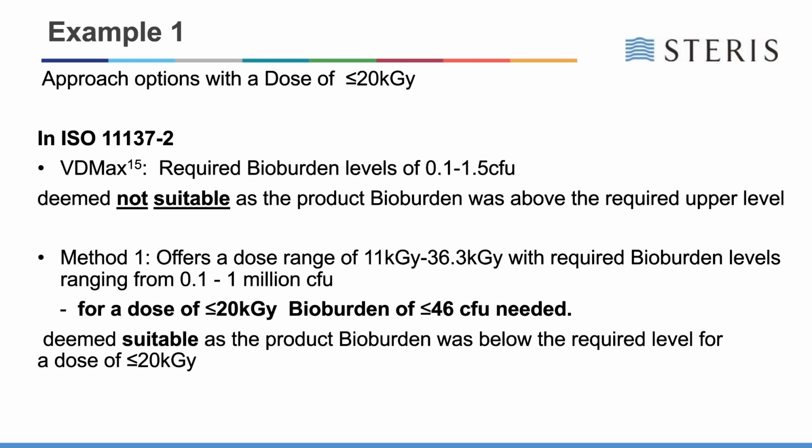The approach options available with a dose of less than 20 kilograys, when we look at ISO 11137-2: the VD-Max 15 requires bioburden levels up to 1.5 CFUs, so this was deemed not suitable. Method 1, we know, offers wide range of doses and bioburden levels up to 1 million CFUs. And when we looked up for a dose of 20 kilograys on the table, a bioburden of less than 46 CFUs was needed. With us having 19 CFUs, we determined that this would be suitable as it was below the required dose of less than 20 kilograys.